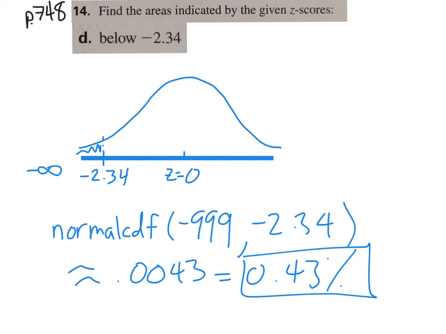Anytime you have to use this, obviously we could do the same thing on the right hand side. If it said above 2.34, so maybe 2.34 is out here, it would be 2.34 to infinity, but instead of infinity we'll just use a positive 999. So that way we can do not just defined ranges, we can do stuff like above a certain range or below a certain range by using this trick to approximate infinity.